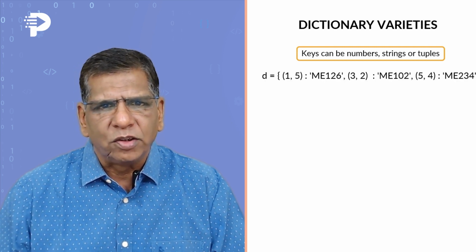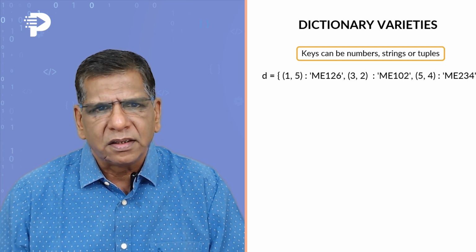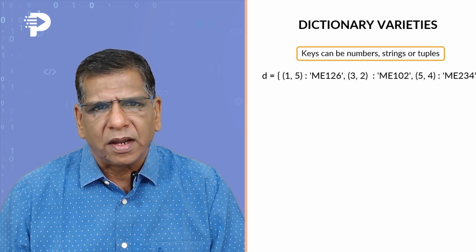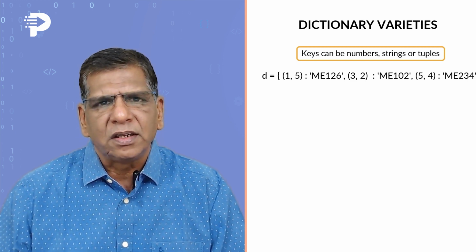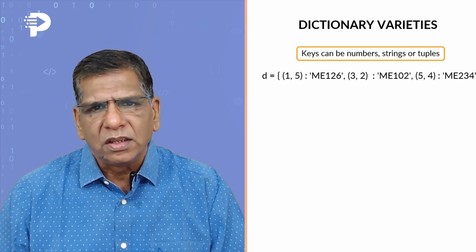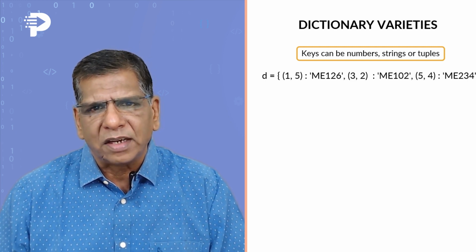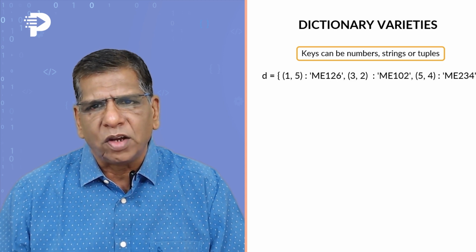For example, here we are using tuple as the key. 1, 5 is a tuple. Against that what is stored is ME126 as the value. 3, 2 is another key, but that's basically a tuple, and then you have a value.